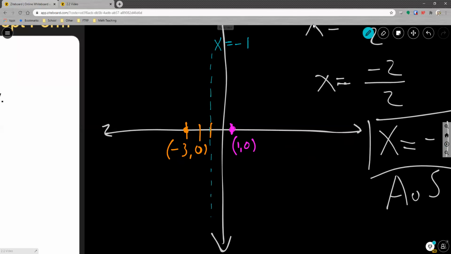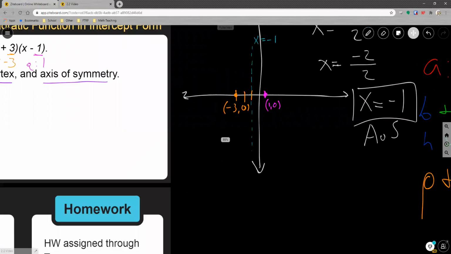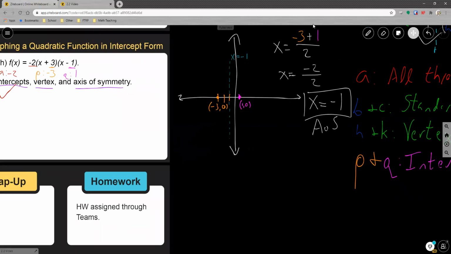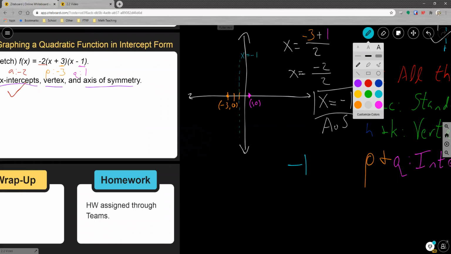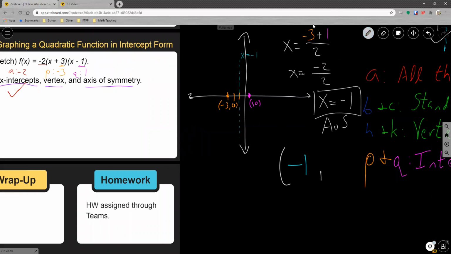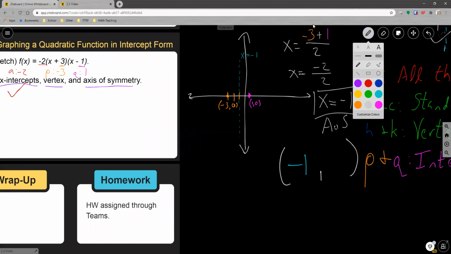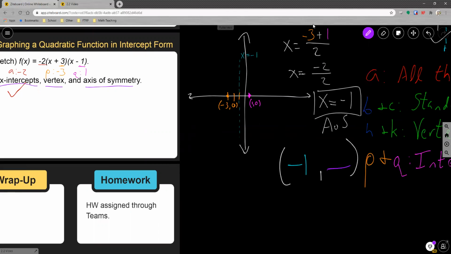I've got almost everything I need. Since I've got my axis of symmetry, I know I've got the x value from my vertex. I just need the y value. So that's the last thing I need to do. Well, to do that, all I have to do is plug the -1 right back into the equation. So let's go ahead and do that really quick.